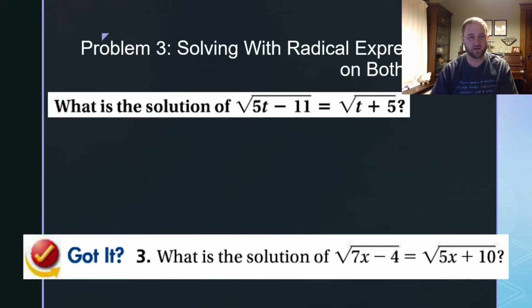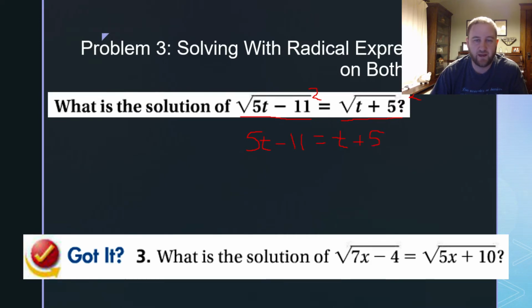Problem number 3, solving with radical expressions on both sides. So it says, what is the solution of radical 5t minus 11 equals radical t plus 5? So here we've got radical signs on both sides of the equation. So we're actually going to square both sides like normal. And by squaring both sides, that gets rid of both radicals. So we end up with 5t minus 11 equals t plus 5.